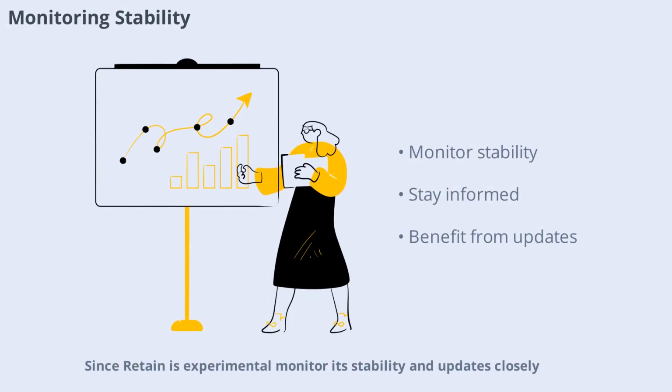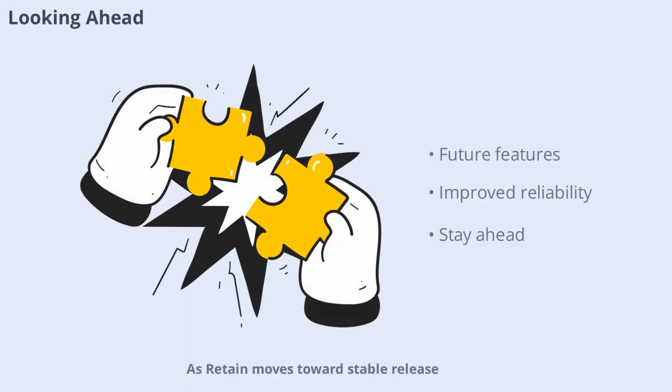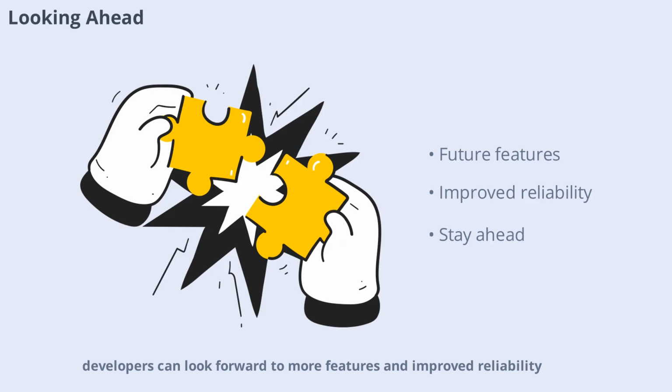Since Retain is experimental, monitor its stability and updates closely. As the API matures, new features and improvements will be introduced. Staying informed ensures that your apps benefit from the latest advancements in Compose state management. The developer community is actively exploring and providing feedback on Retain. Engaging with forums, sharing experiences, and reporting issues helps shape the API and ensures it meets real-world needs. Collaboration is key to making Retain a success. As Retain moves towards stable release, developers can look forward to more features and improved reliability. Keeping up with its progress will help you stay ahead in Android UI development and leverage the best state management tools available.